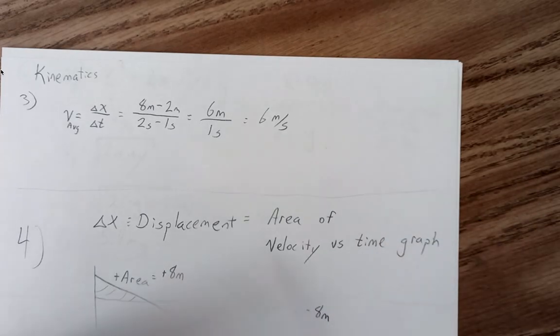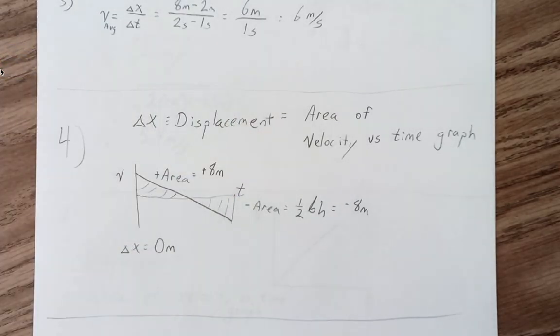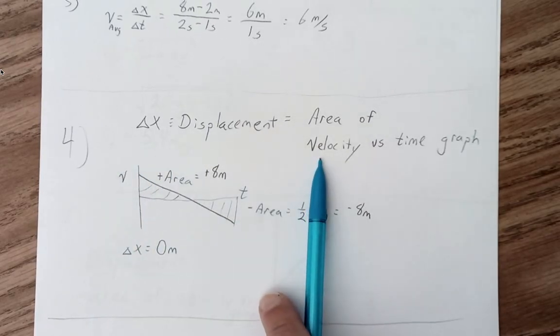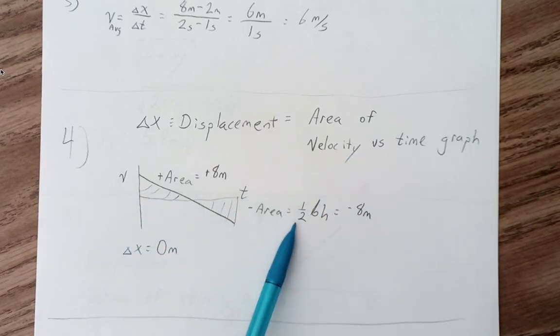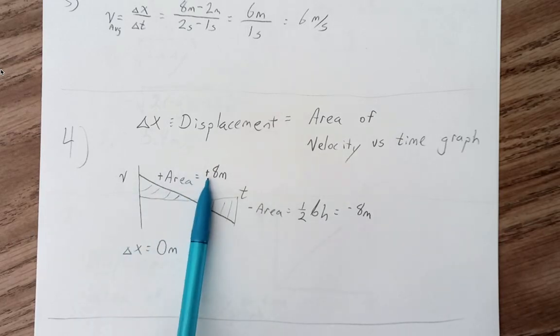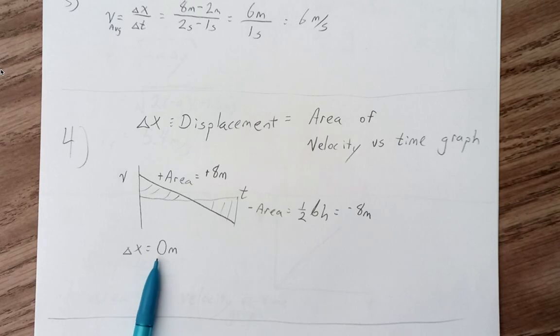As we continue to number 4, it gives us a graph of velocity versus time and asks us to find the displacement. I know that displacement is the area of this velocity versus time graph. I have a positive area here and a negative area here. I do 1/2 base times height for each, and I get a positive 8 meters for the positive area and a negative 8 meters for this bottom area. Negative and positive combine to give a displacement of 0 meters.